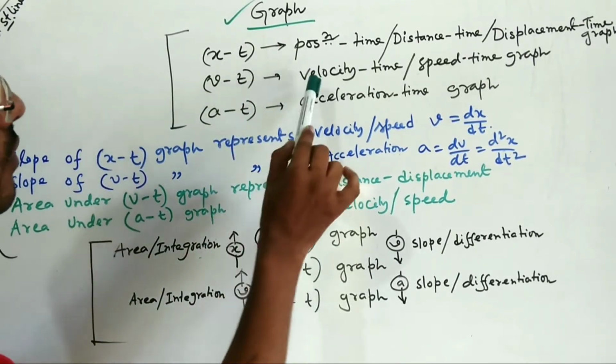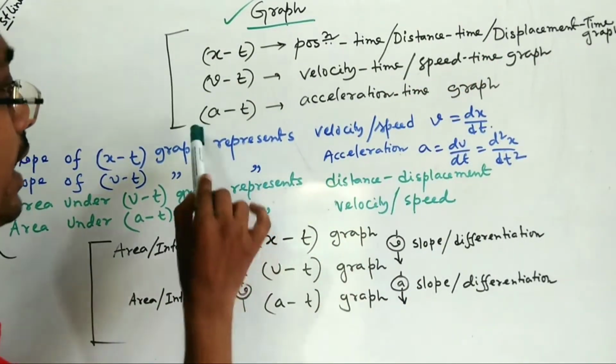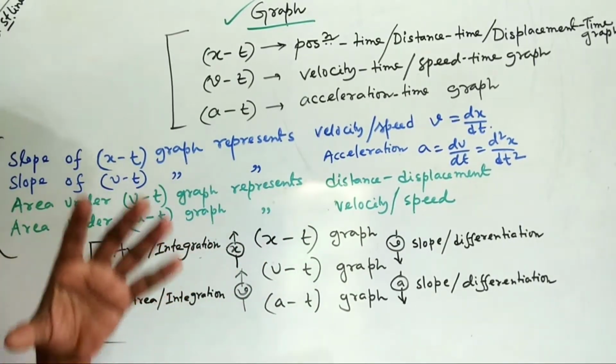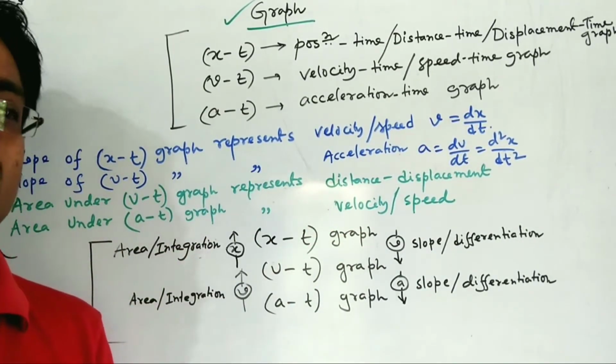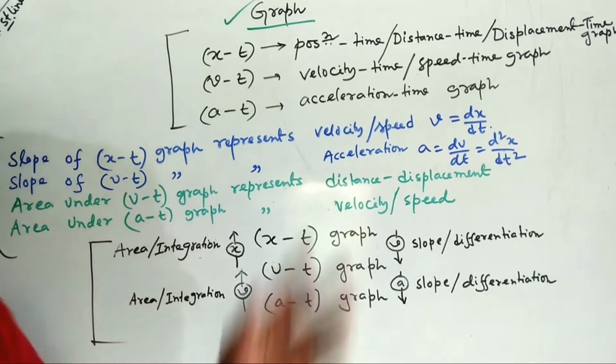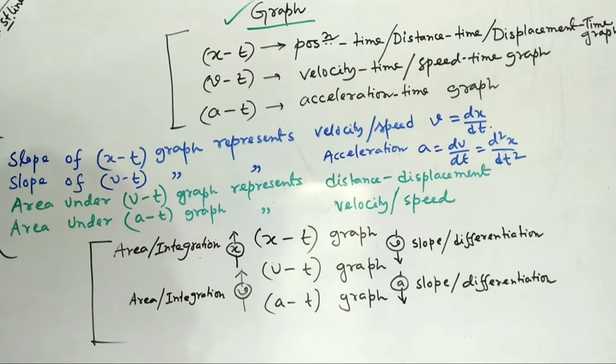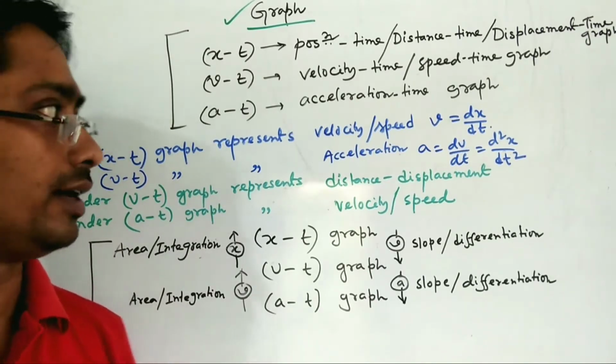The vt graph is the velocity-time graph or speed-time graph. The at graph is the acceleration-time graph. So these are the three main types of graph which we discuss in this chapter. Now the next topic: slope of the xt graph. Do you know what slope is? The steepness. I'll discuss all these things.